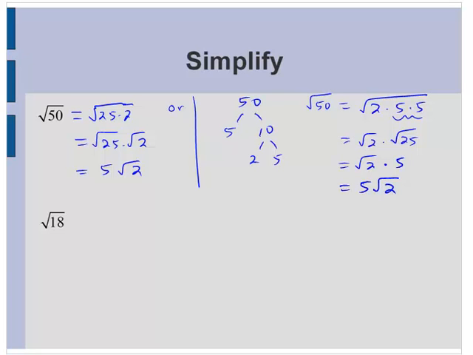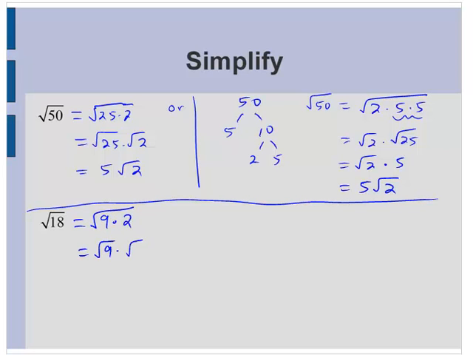Why don't you try this next one on your own? Simplify the square root of 18. I recognize 18 as 9 times 2, so square root of 9 times 2, square root 9, square root 2, 3 times the square root of 2.